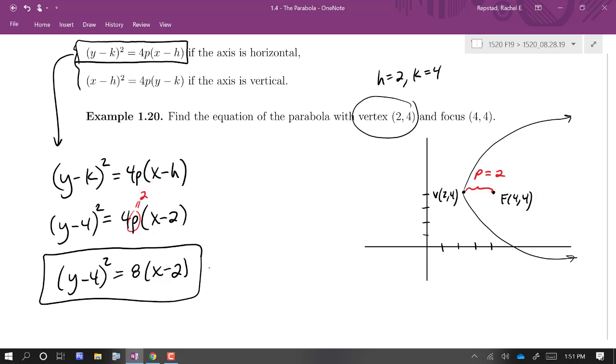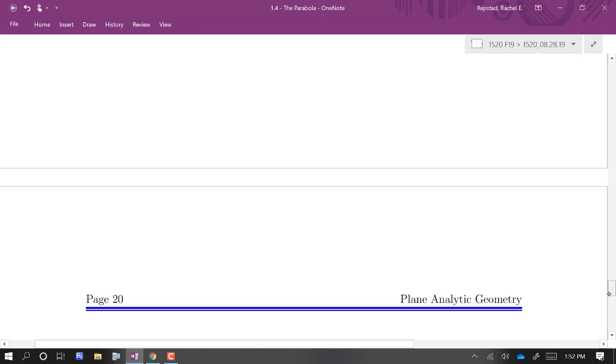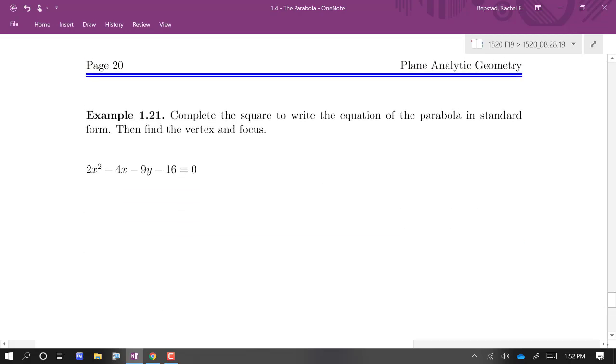So we started with some geometric information. We're able to leverage the standard form, the nice form, to make it easier on us to get the equation. But what if they give it to us in not a nice form? Oh man, look at how awful that is. What can I tell about this equation?